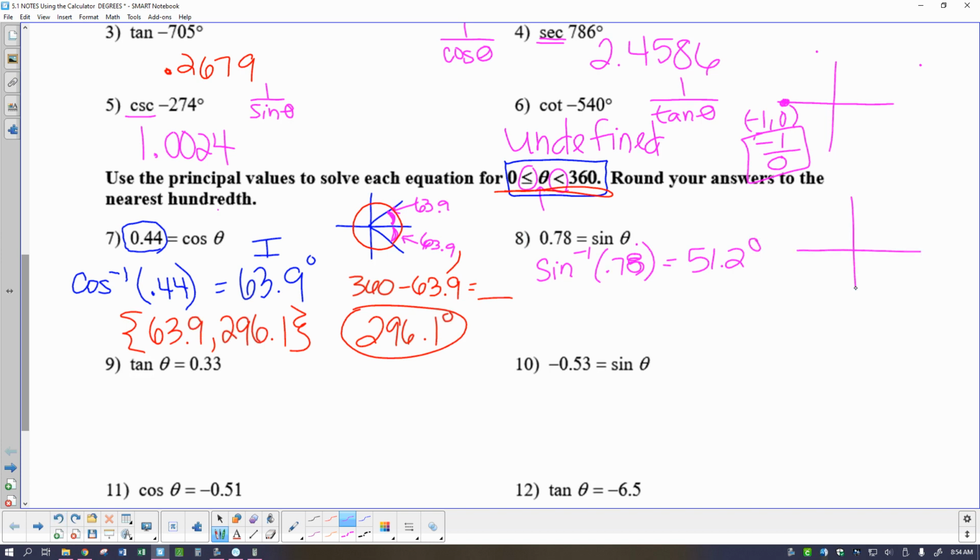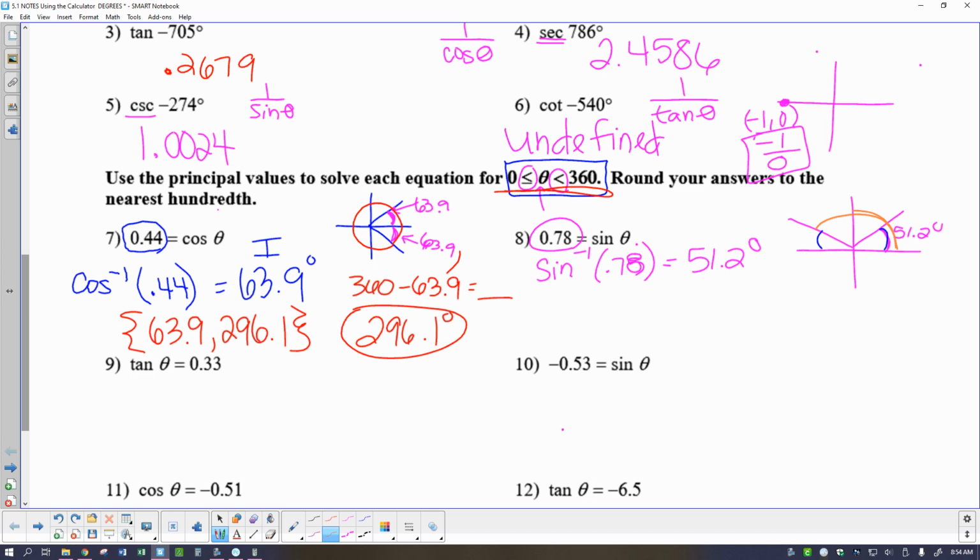Sine has to be positive because this value is positive. Well, sine is positive in this quadrant, which is the 51.2. And sine is also positive in this quadrant. Well, let's think about this. If this is 51.2, this also has to be 51.2. So I want the angle that goes from here to here.